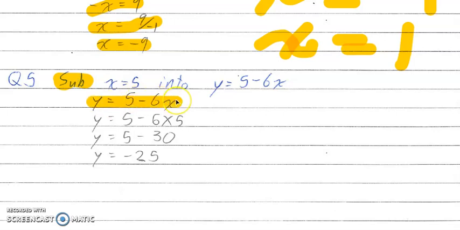So here's our initial equation. I'm replacing the letter x with the number 5. So 6x is saying 6 times 5. Replacing the letter x with the number 5 gives me y = 5 - 6 x 5. 6 times 5 is equal to 30. Again, I hope by grade 11 we know that. So y is equal to -25.